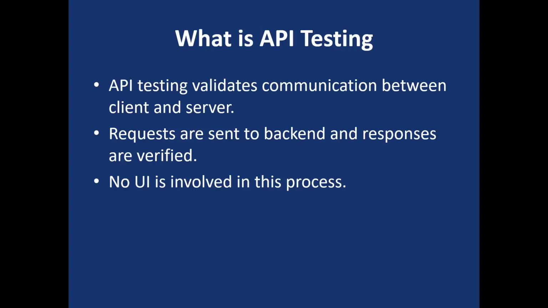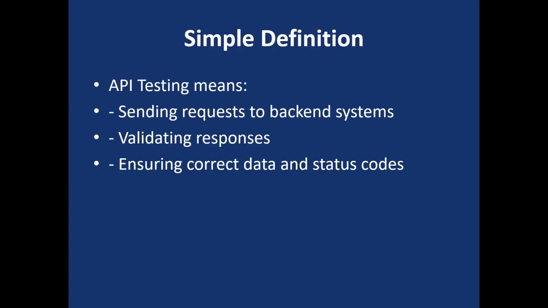So let's understand API testing with a simple example. Imagine a restaurant. You don't go inside the kitchen, you just place an order. So you will be acting as a user, waiter will be acting as an API, and kitchen is actually the backend system, and food is a response. So you give request and you get response. That is API testing. So API testing means sending request to backend, verifying the response correctness without using UI.